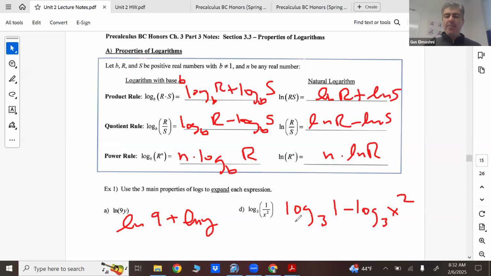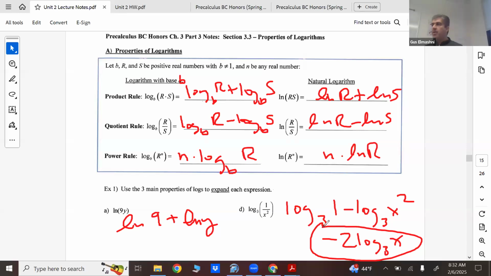Do you guys see what I just did here for this one? Yeah, well, I'm not done yet. What's log base 3 of 1? 0, and they have -2 log base 3 of x. So actually, I can get rid of that 0 because it's kind of redundant. So sometimes we do want to evaluate along the way, if we can, when you're doing the expansion.